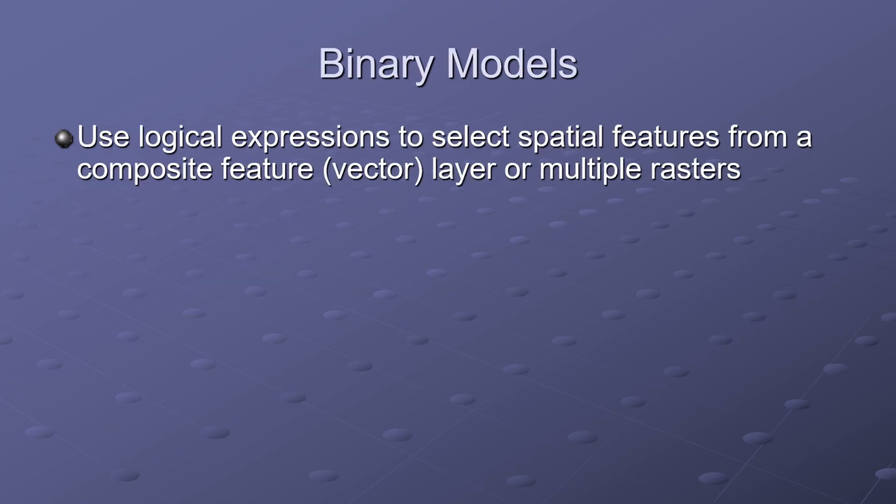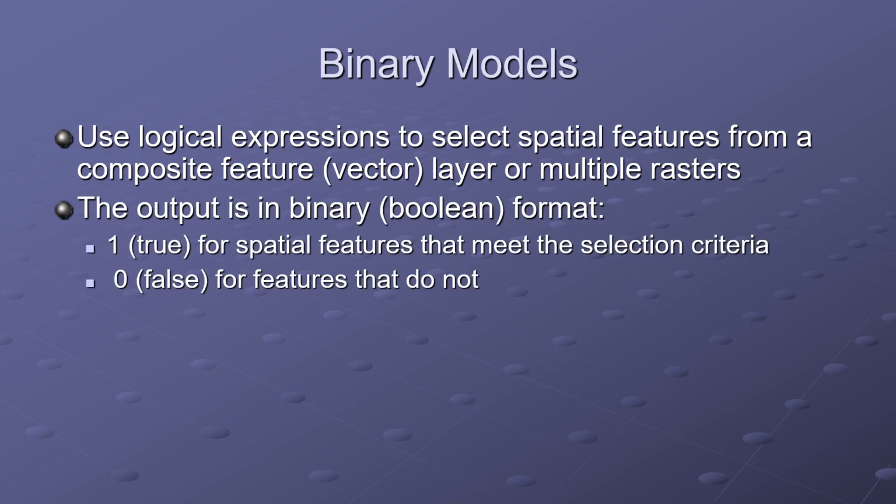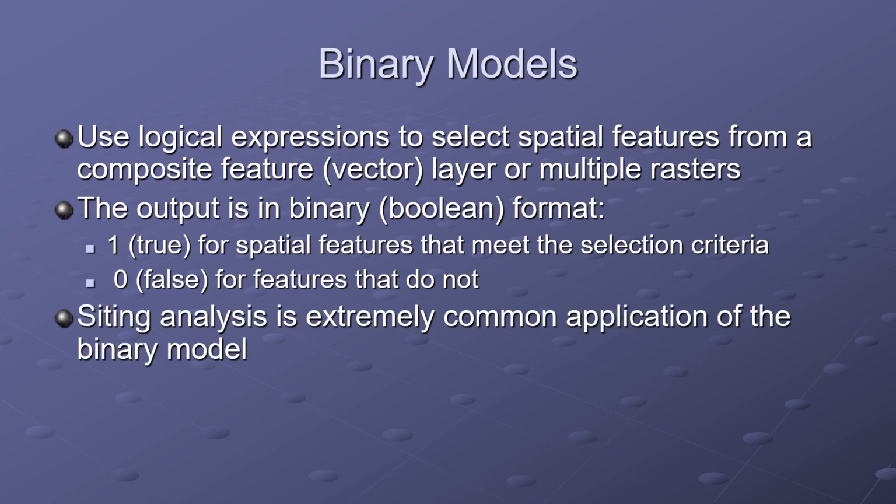Binary model, you need to know that it uses logical expressions to select spatial features from a composite feature layer. Kind of a 1, 0, true, false, yes, no sort of map. And it's really common in siting analysis. In other words, where do I put this? Where is the best location for something?